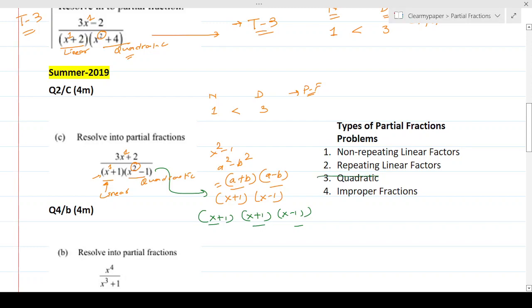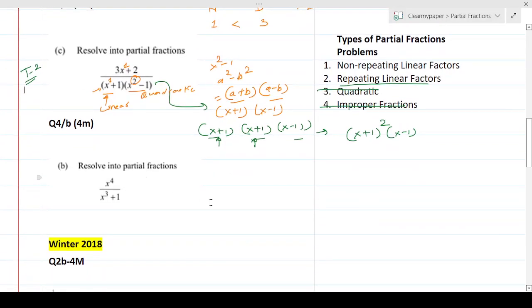Okay, and this is not improper. So this is going to be one of these two types. But if you see this term and this term post factorization, this looks like repeating. I can write this as x plus 1 the whole square because it's repeating twice, and then x minus 1. If I expand this, all are linear. This looks like a repeating factor. Hence we have type 2, repeating linear factors. That's how we need to identify.